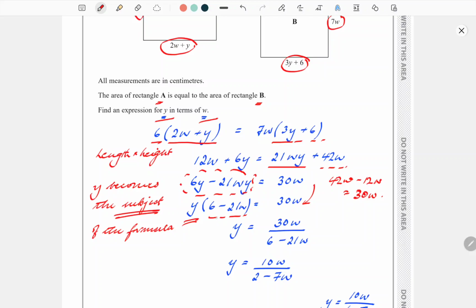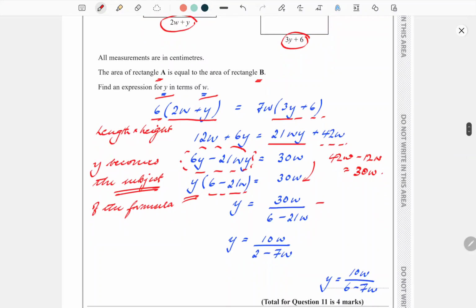All right. And now what do you have? Y times something equals 30w. The whole of the something, all of it in the brackets, is now going to go the other side and divide. So you get 30w divided by 6 minus 21w.